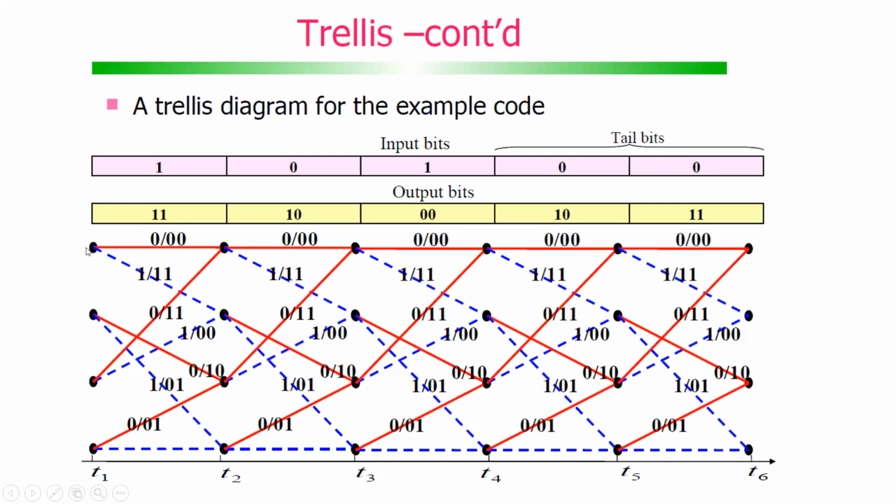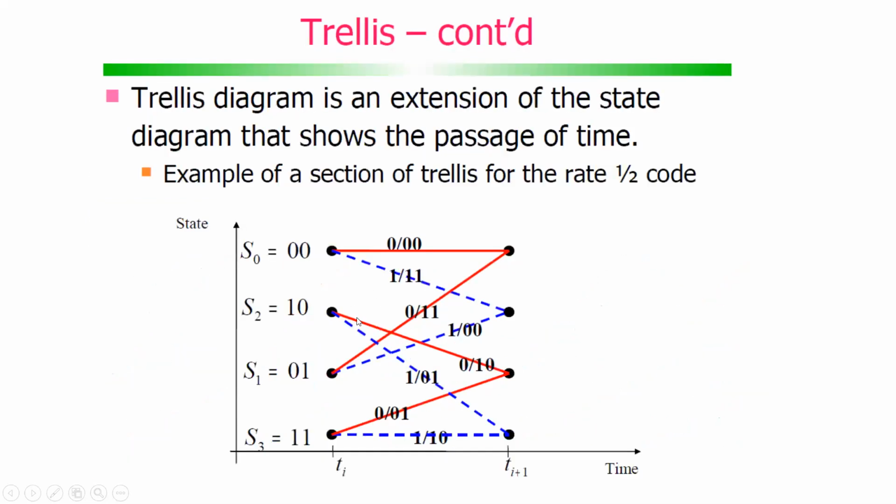So let me come to the previous slide. I think I can explain from here. These states are 0 0, 1 0, 0 1, 1 1. 4 dots are drawn to represent the 4 states. The bold line is drawn when the input bit is 0. The dotted line is drawn when the input bit is 1.